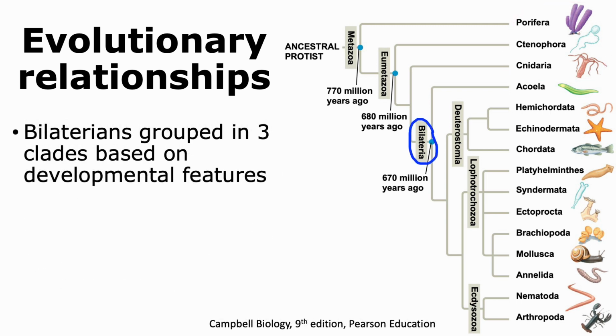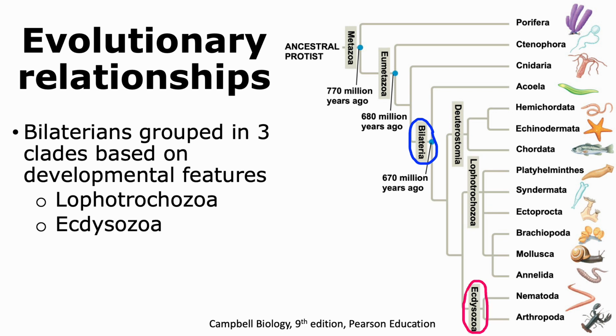Organisms belonging to the clade Bilateria can be further grouped into 3 clades based on their developmental features. These include the clade Lophotrochozoa, the clade Ecdysozoa, and the clade Deuterostomia.